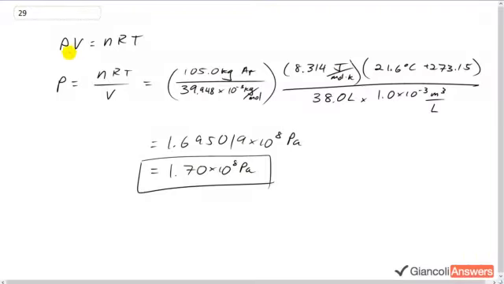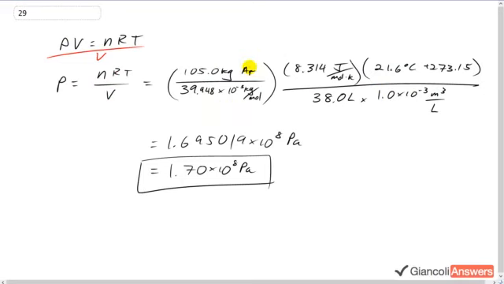We solve the ideal gas law for pressure by dividing both sides by volume. You get pressure is the number of moles times the universal gas constant times the temperature in Kelvin divided by the volume in cubic meters.